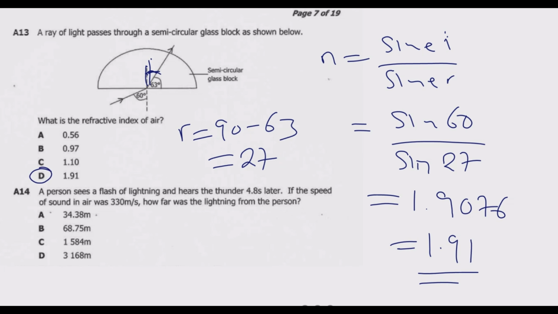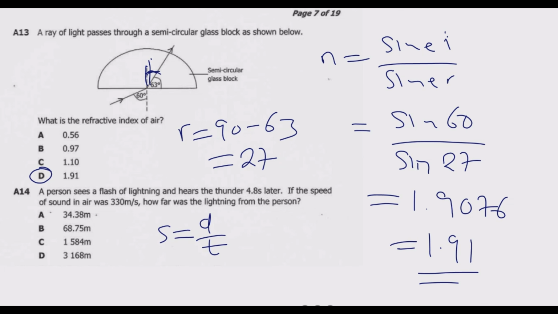Number 14, a person sees a flash of lightning and hears the thunder 4.8 seconds later. If the speed of sound in air is 330 meters per second, how far was the lightning from the person? So basically, it's just the one distance. You see it from there, then the sound comes. So you know that speed is equal to distance over time. This is not like an echo. The echo leaves, goes, and comes back. This one, you are seeing it from there and it comes in just one direction.